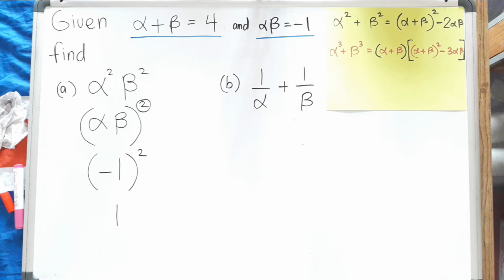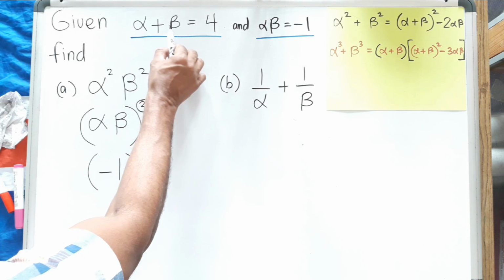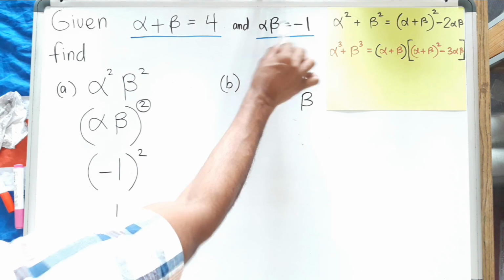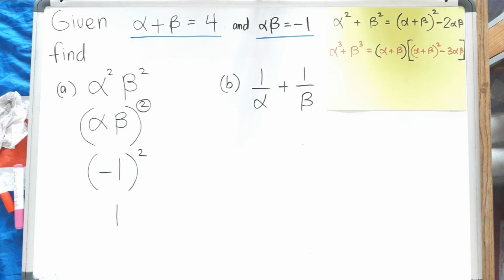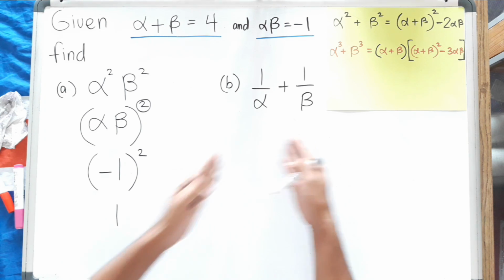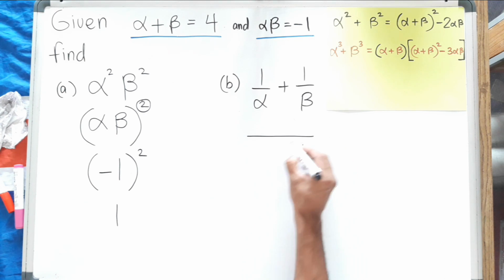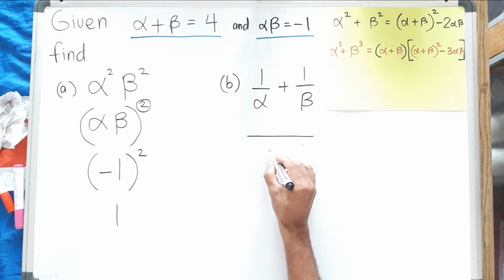Let's try part B. They want us to find 1 on alpha plus 1 on beta. Remember, wherever we see an alpha plus beta, we can replace it with 4. Wherever we see an alpha multiplied by beta, it's perfectly okay to replace it with minus 1. This one is not as simple as this one. So here's what I suggest we do. I suggest we find the LCM since it's 2 fractions.